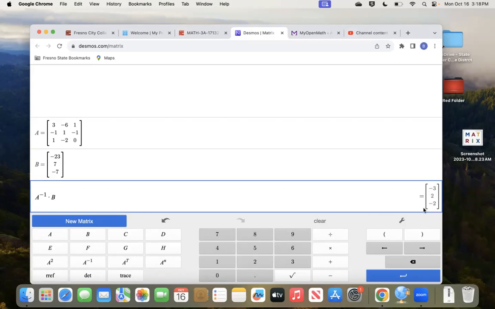There are our three answers. So again, how do we do it? We put A in as the original matrix, B as the matrix on the right side, and then just like I showed in the example, it's the inverse of the first one times the right side, and boom, you get your three answers. Way easier than doing it by hand. And so there we go.